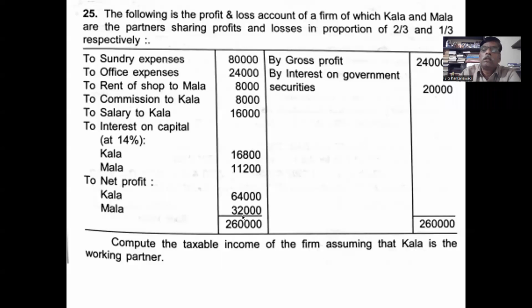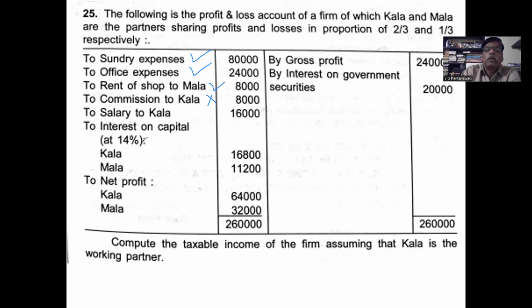So you take 96,000 as net profit. Okay. You take net profit 96,000. Add disallowed expenses. What are the disallowed expenses? Sundry expense allowable, office expense allowable, rent of shop to Mala is allowable. Consider this as reasonable. Commission is disallowed. Commission disallowed.